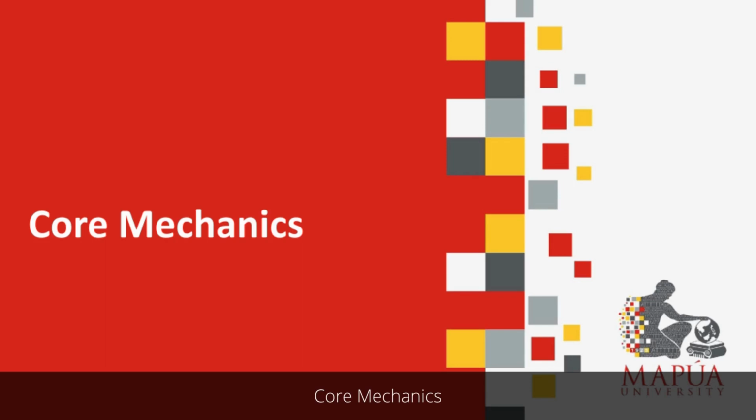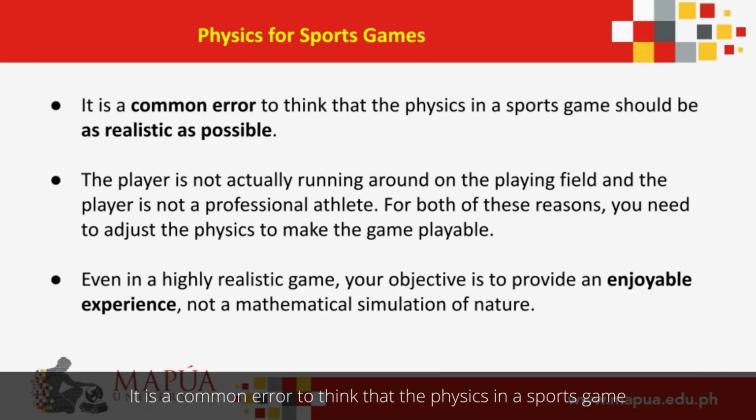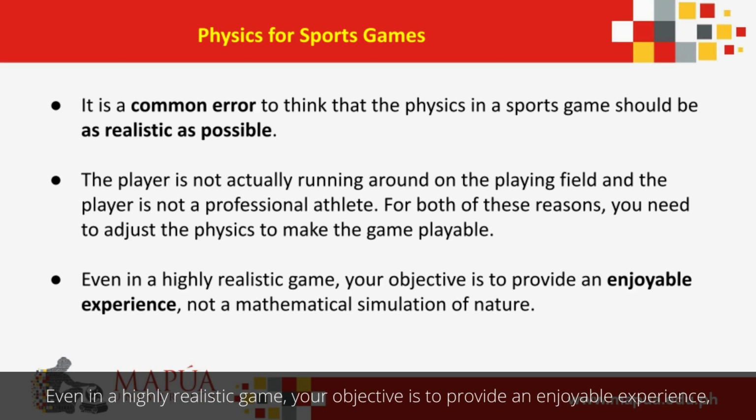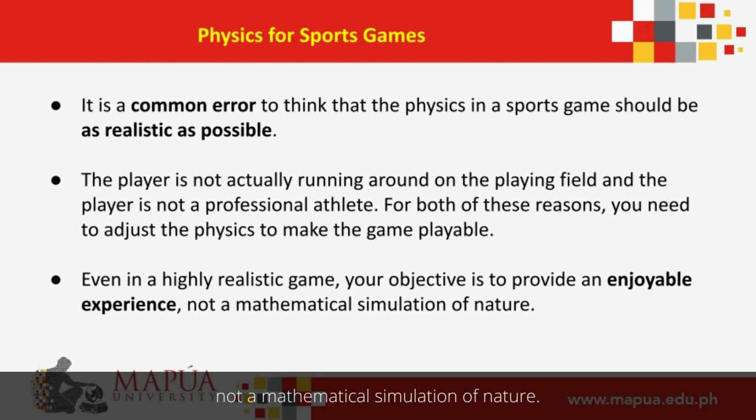Core mechanics. It is a common error to think that the physics in a sports game should be as realistic as possible. The player is not actually running around on the playing field, and the player is not a professional athlete. For both of these reasons, you need to adjust the physics to make the game playable. Even in a highly realistic game, your objective is to provide an enjoyable experience, not a mathematical simulation of nature.